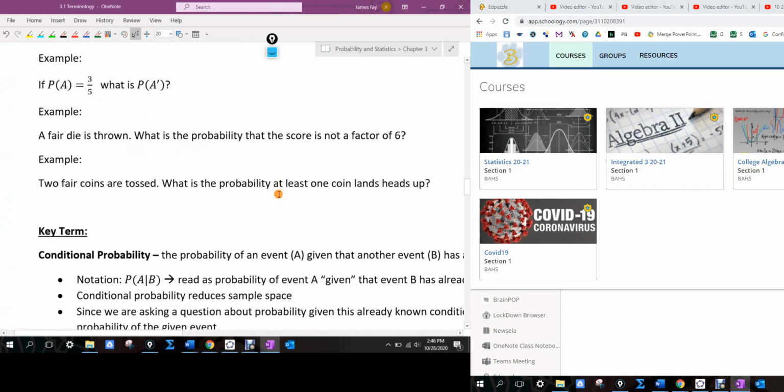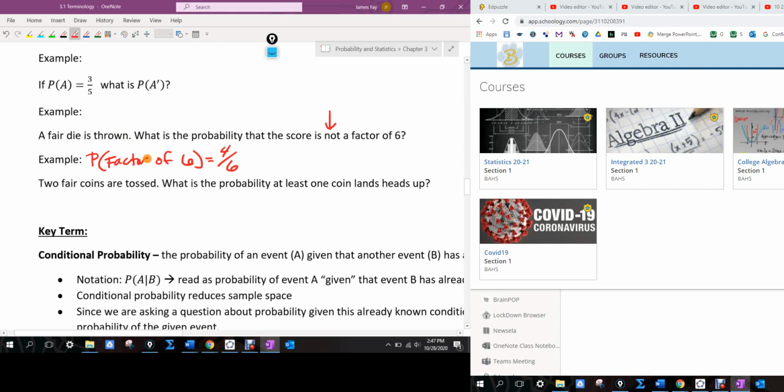So a fair die is thrown. What's the probability the score is not a factor of 6? Not a factor of 6. Okay, so I don't like questions that use the word not. So what I'm going to do is I'm going to say, what is the probability that it is a factor of 6? Okay, so if it is a factor of 6, what are my factors of 6? 3, 2, 6, and 1, right? So probability that I do have a factor of 6, rolling a die, would be 4 out of 6, right?